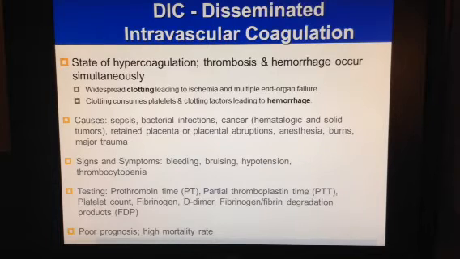DIC can be caused from a lot of different things. Sepsis, or a really bad infection, is usually from bacteria, bacteremia, but some kinds of cancers, some solid tumors, some blood cancers, anesthesia, burns, major trauma, or just about anything that causes cell lysis and the release of tissue factor into the blood on a wide scale, and that's what starts the massive clotting throughout the body.